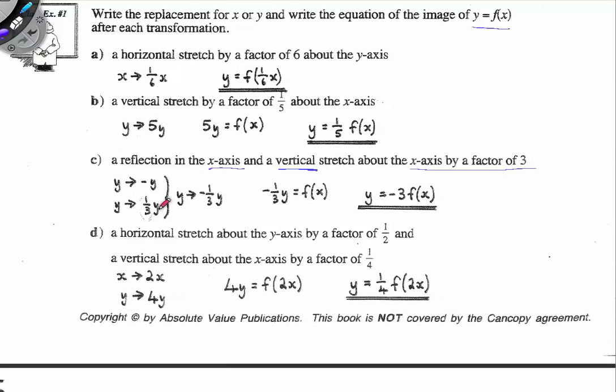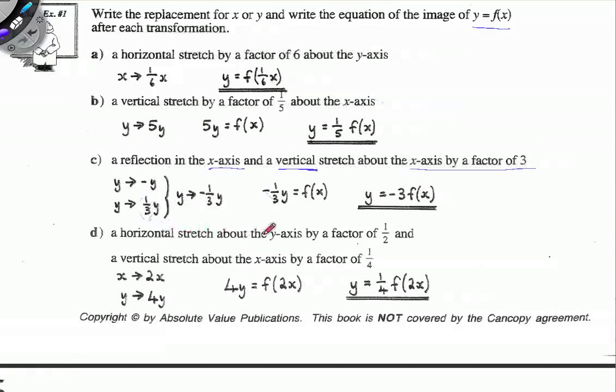So what's happening here is that y goes to negative y, and then this y gets replaced by a third y. So it becomes negative a third y. And here we have it here. So we have both a reflection in the x-axis and a vertical stretch by a factor of 3. So of course this can replace y now over here, or bringing it to the other side, it becomes negative 3 f of x.